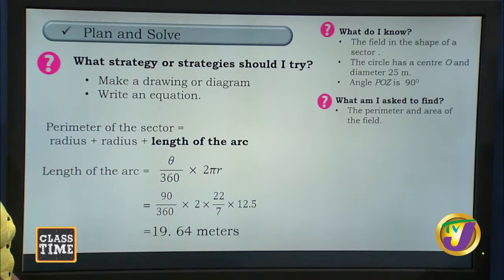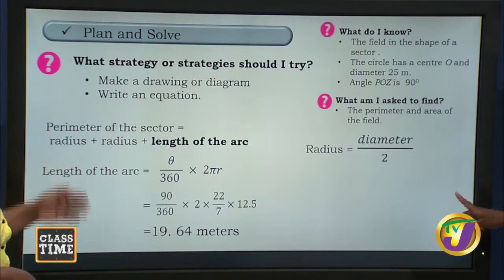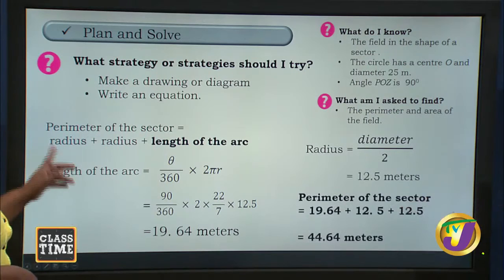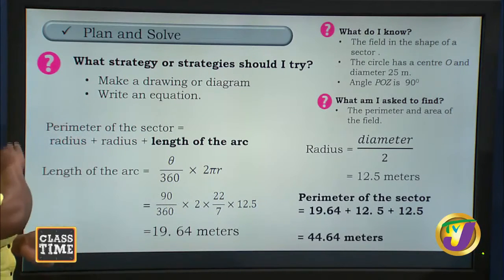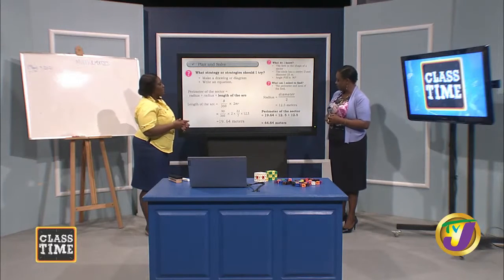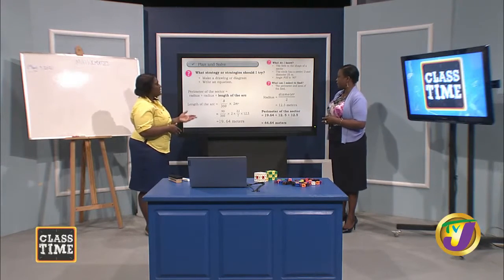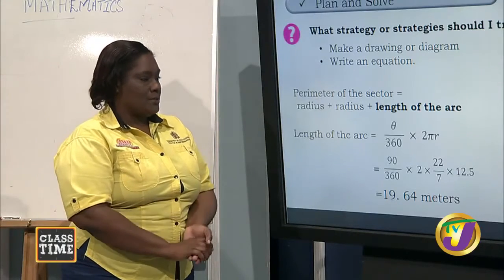Perimeter of the sector. We would have found the length of the arc to be 19.64 meters. So what else would we need to find the perimeter? I'm just going to be adding the distance around. The distance around this sector would be the radius, the radius, and the length of the arc. So 19.64 added to 12.5 plus 12.5, to get a final perimeter of 44.64 meters.